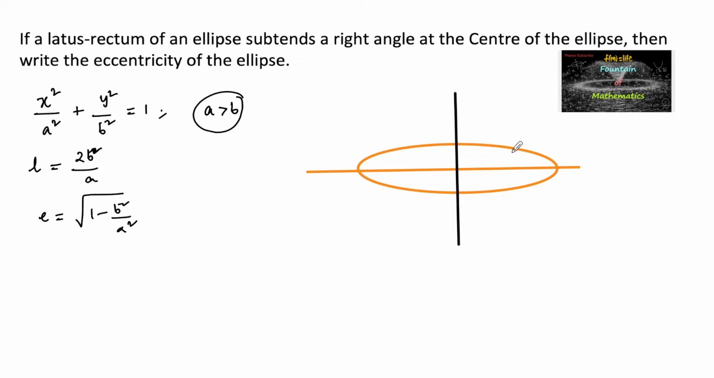The latus rectum is nothing but a line which is drawn passing through the focus and perpendicular to the axis of an ellipse. Let's consider this is L and L dash, the endpoints of the latus rectum, and this is perpendicular to the x-axis, that is the axis of the ellipse, at the focus (ae, 0), and this latus rectum subtends a right angle at the center.